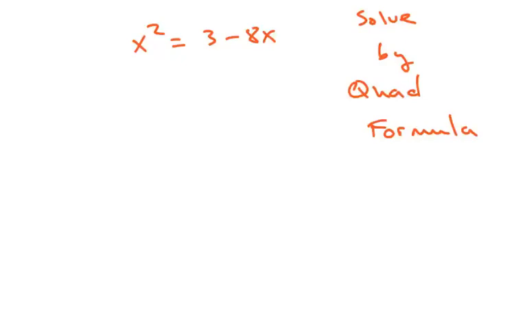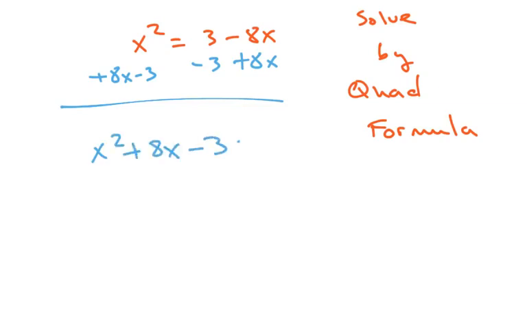Alright, so the question here is asking us to solve this via the quadratic formula. What you always want to do with the quadratic formula is get all the terms on the same side first. We want x squared plus 8x minus 3 equals 0.